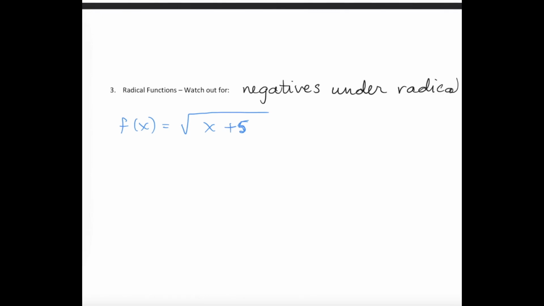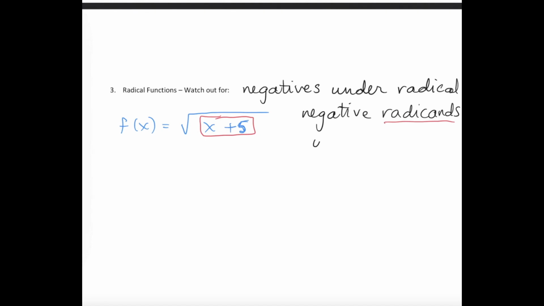Now, the third type of function we're going to look at is a radical function, and here we're going to have an x value underneath the radical. So if we have x plus 5 underneath the radical here, this is a radical function. And so what we want to watch out for are negatives under the radical, which is another way of saying negative radicands. So the radicand is basically everything that is underneath the radical.